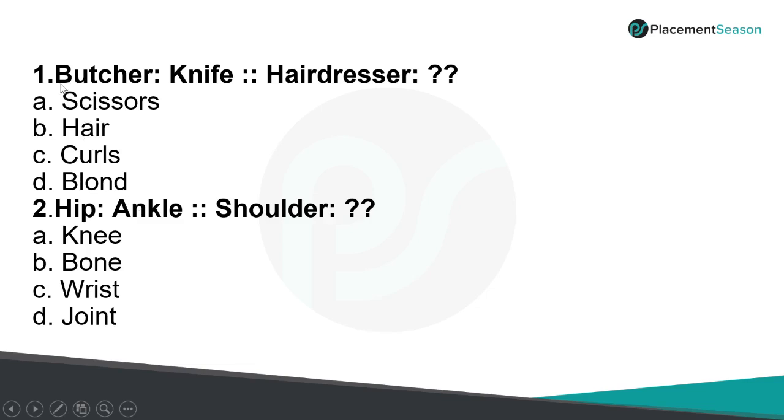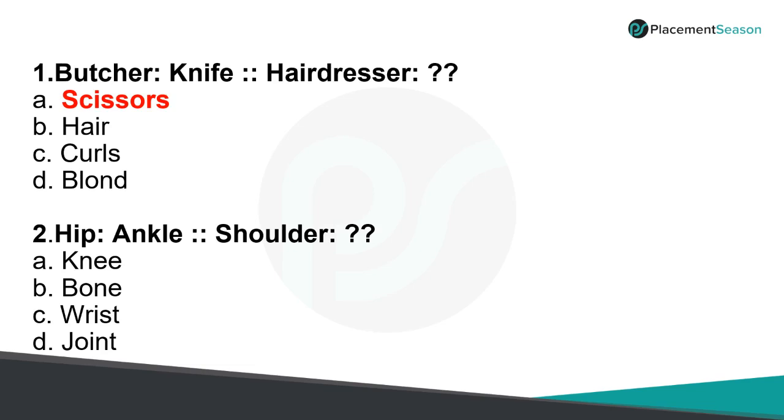The relationship in the first one is worker and the instrument used. Comparing this relationship, a hairdresser's instrument is a scissor. So the answer will be scissors. Okay, so it is butcher to knife and hairdresser to scissors. And the first relationship we learned here is worker and the instrument. Second one, hip to ankle and shoulder to what?